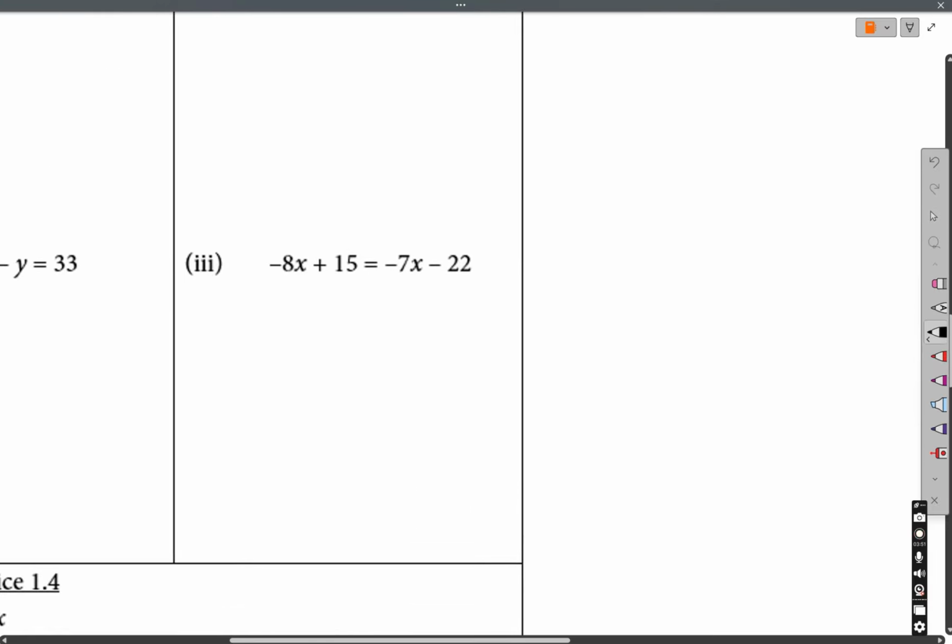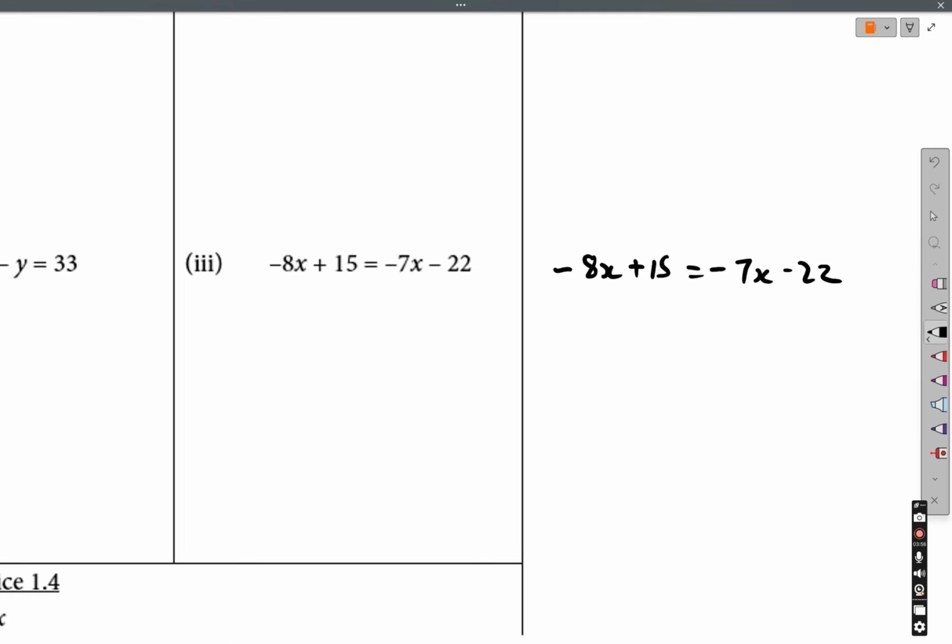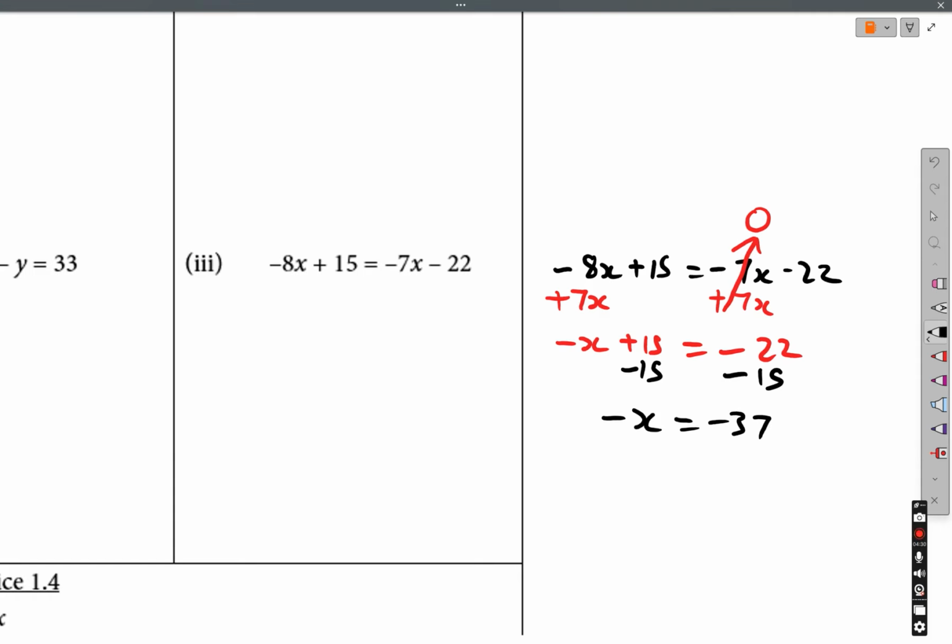Okay. So negative 8x plus 15 equals negative 7x minus 22. I can do the same thing. I can plus 7x on both sides. So this will give me negative x plus 15 on the left, and you're left with negative 22. I will get rid of the positive 15, so I will minus 15 on both sides. So negative x is negative 37.